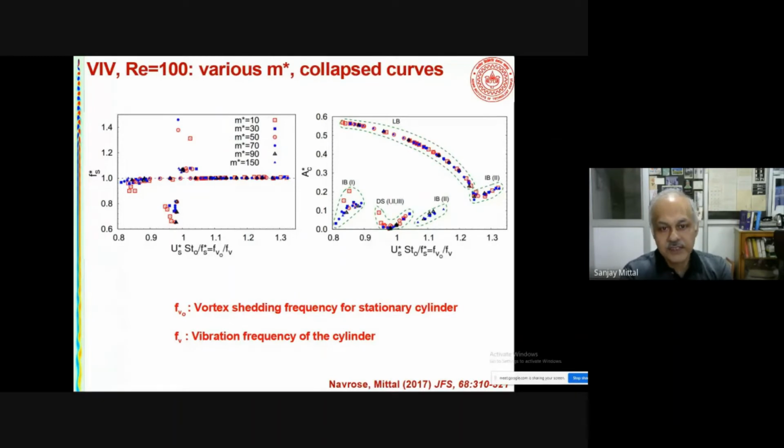Can you get collapsed curves for the response? And it turns out yes. So what is shown here is data plotted in some non-dimensional variables, where I don't want to bore you. There's a reference given if you are interested. But it turns out if you take all this data from different M star and plot it with some jugglery of variables, you could get some kind of a unified picture which shows you how the system behaves. So there is some organization to this madness in terms of M star.